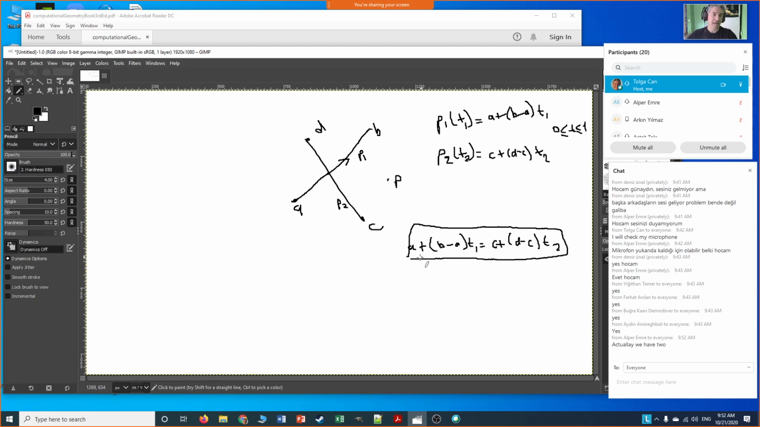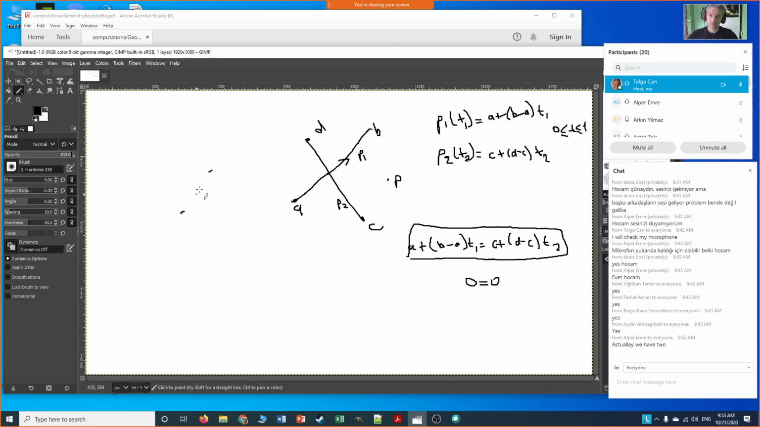The x coordinates and y coordinates give us two separate equations which relate both t1 and t2. So two equations, two unknowns. We will have a unique answer if they intersect. If we end up with 0 equals 0, for example, and cannot find t1 and t2, it may be the case that the lines are parallel to each other. When the line segments are parallel to each other, there won't be any intersection.